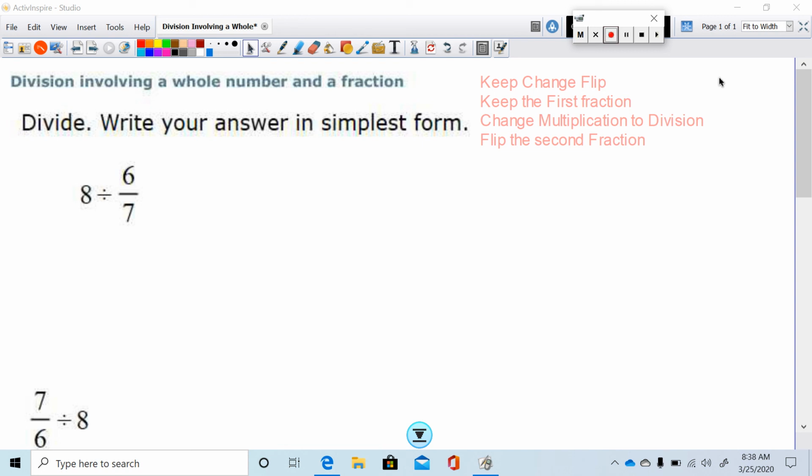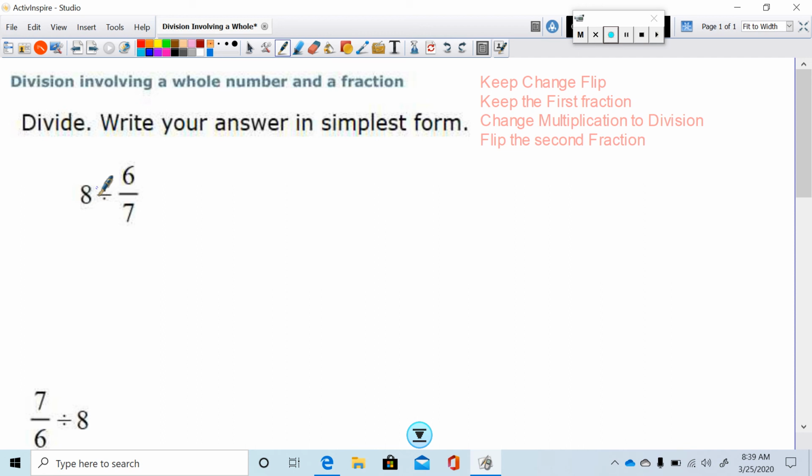For division involving a whole number and a fraction, I like to use something called keep, change, flip. And literally this is what it means. It means keep the first fraction just like it is, change multiplication to division, so that's changing the symbol, and then flip the second fraction. And then you just multiply.